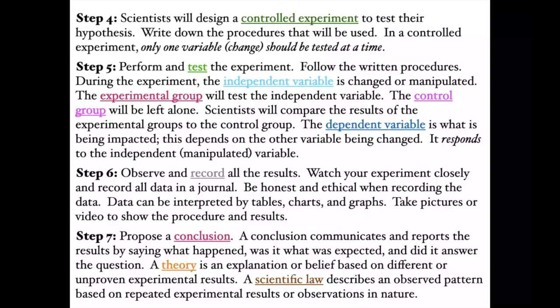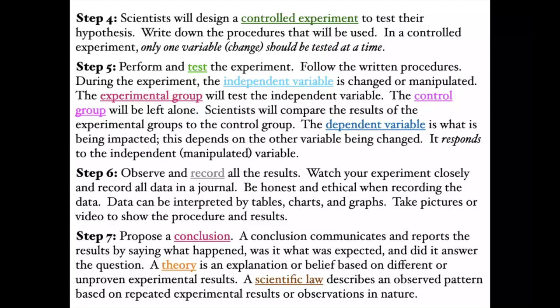And then step 7, we're going to propose a conclusion. Now the conclusion communicates and reports all the results. We can share this with other people, and it basically closes the book. Did it answer my question? Was I correct? Was I not correct? Now if I was correct, this becomes a scientific law, especially if I can prove it.